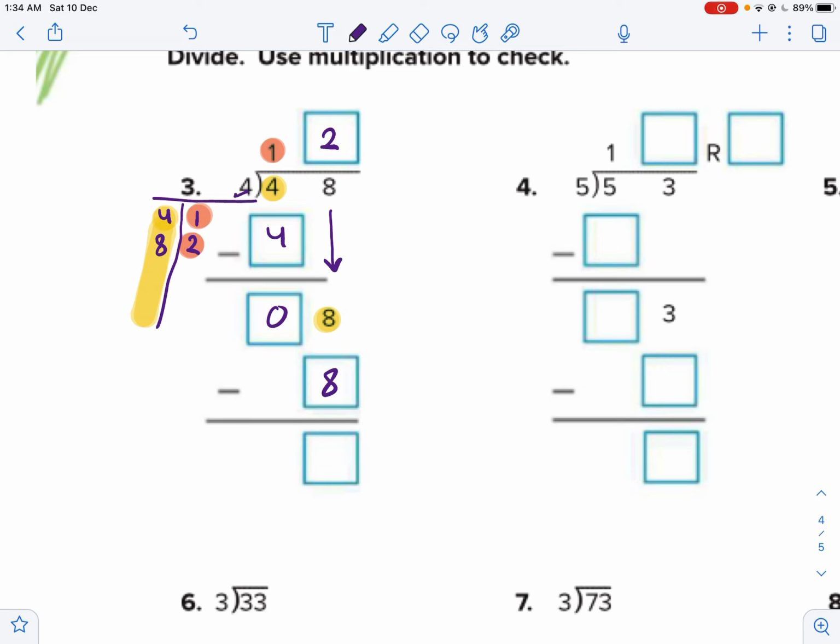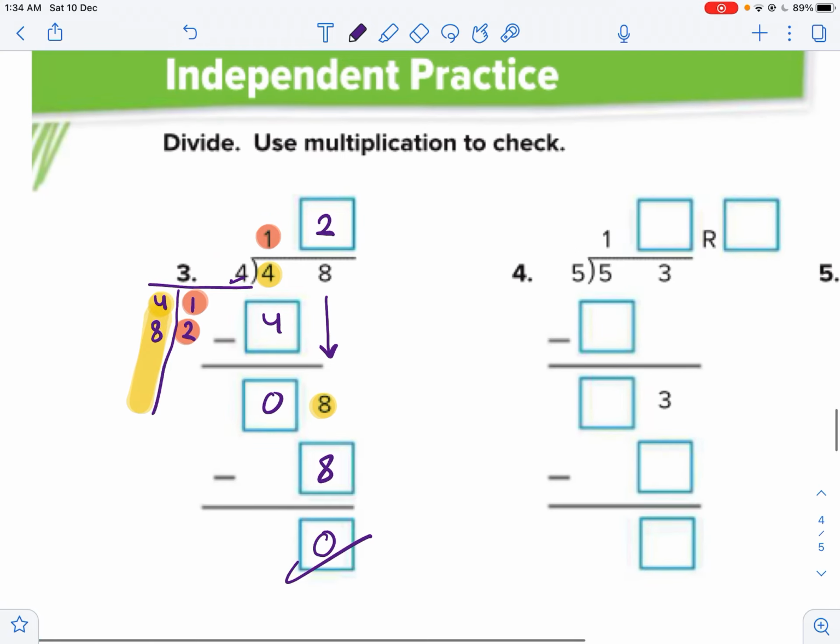Then you subtract. 8 minus 8 is 0. So you're done. You don't have anything left. There is no remainder, and you finished your division problem. So you're going to say that 48 divided by 4 equals 12, which is here.